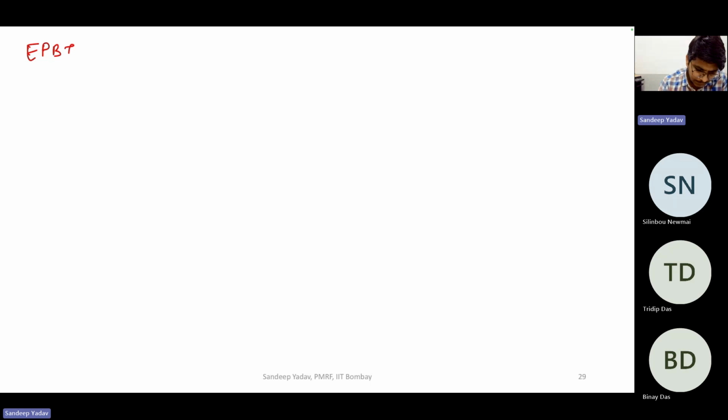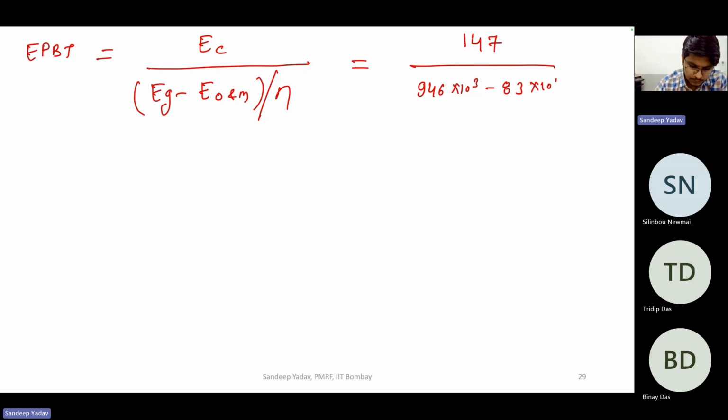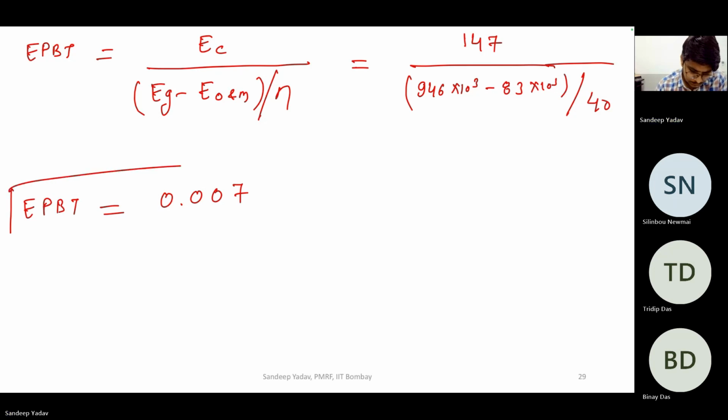Now moving ahead, second thing is energy payback time. So its formula is EC, that is energy in construction, divided by EG minus EONM divided by N. So N also we know, EC is 147, EG is 946 into 10^3 minus 83 ONM into 10^3 divided by 40. We'll put all these values, you will get value around 0.007. That's energy payback time.